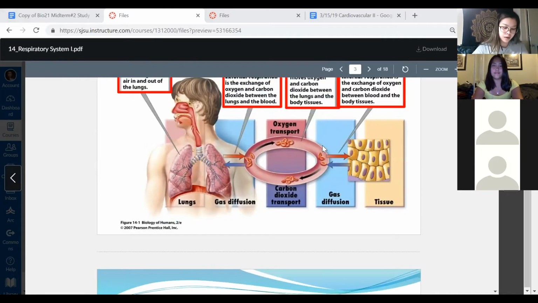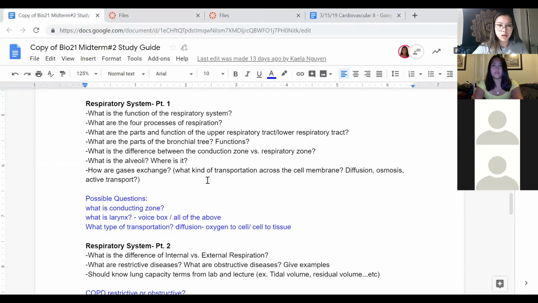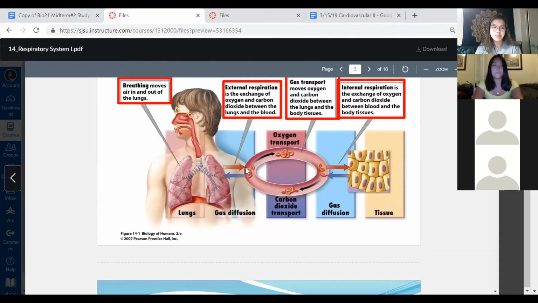Okay, and so moving on, what are the parts and the functions of the upper respiratory tract versus the lower respiratory tract?